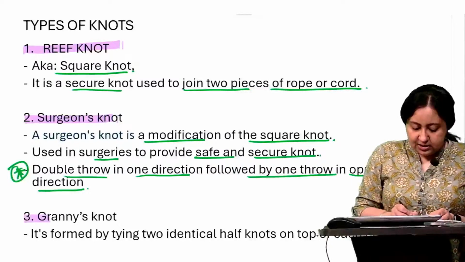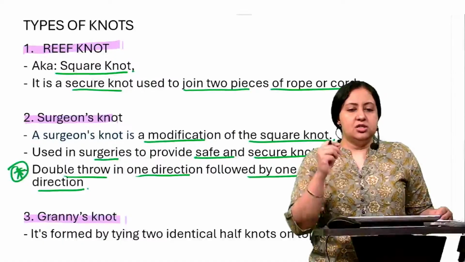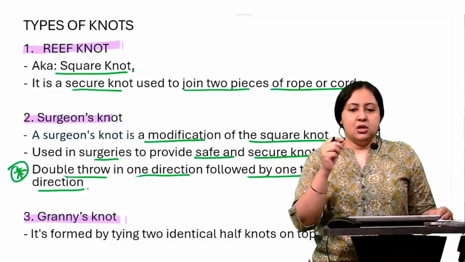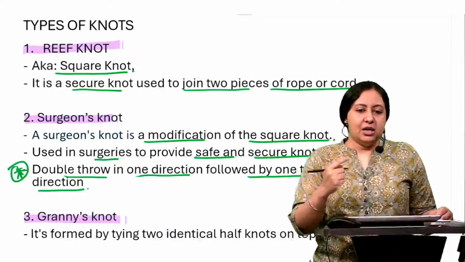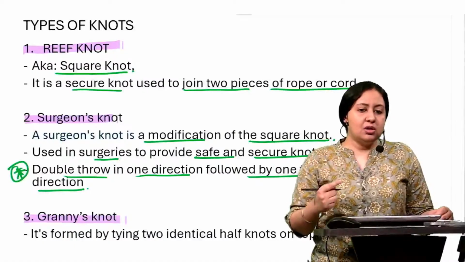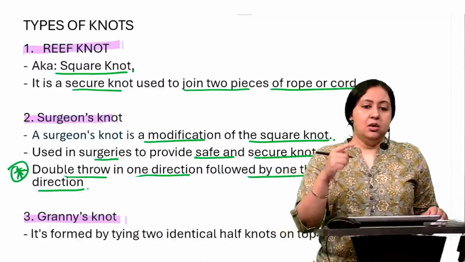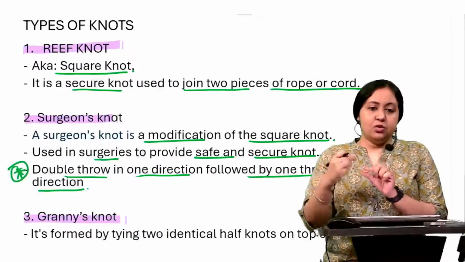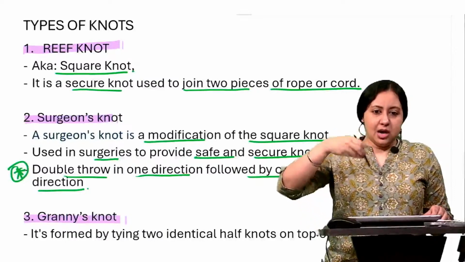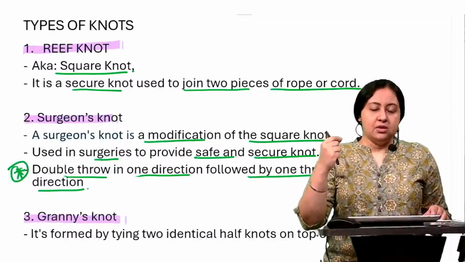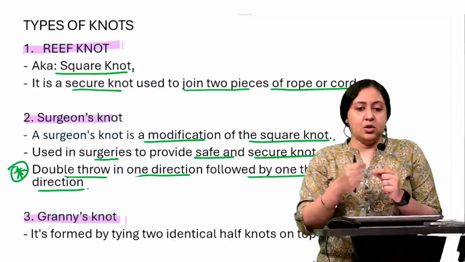The third one is granny's knot. If you have stitched a button or stitched a torn cloth, you must have seen that once you are done securing the button or stitching the cloth, in the end when you have to tie the knot, you take the needle and pass it between the last passed thread and take it out. That is a granny's knot, the one which you use for securing buttons or clothes.